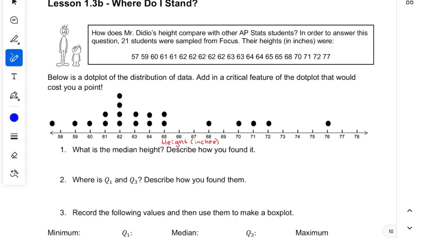We're the Stats Medic lesson notes. So 1.3b, where do I stand?